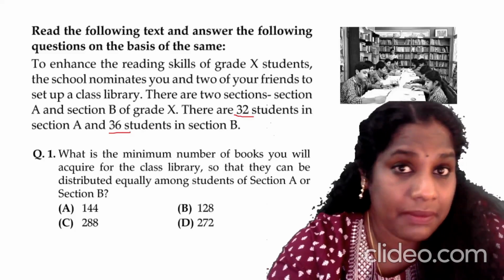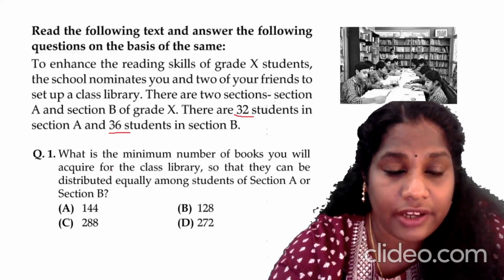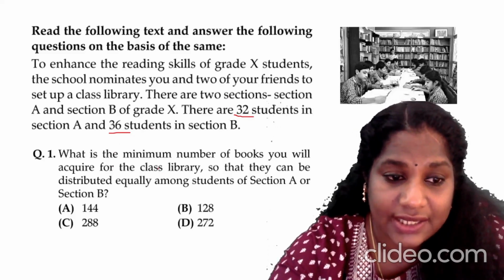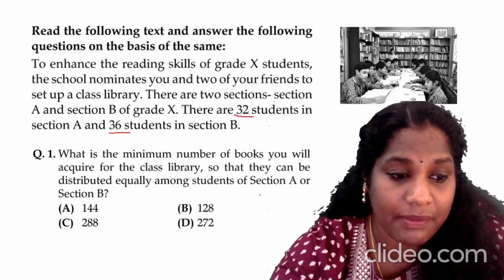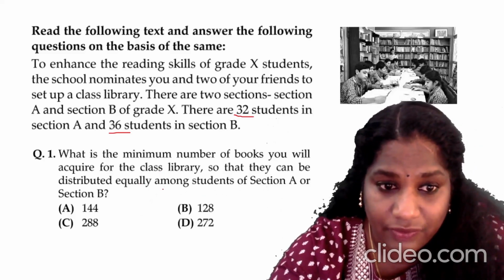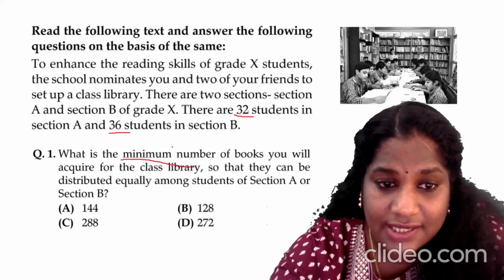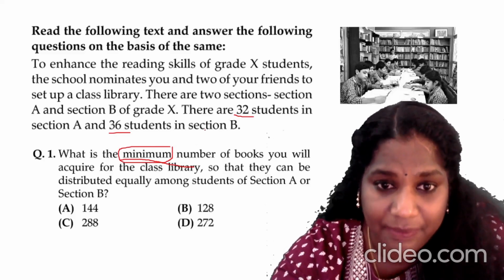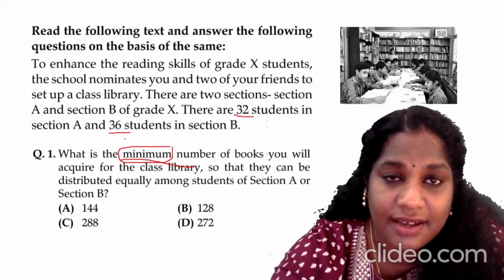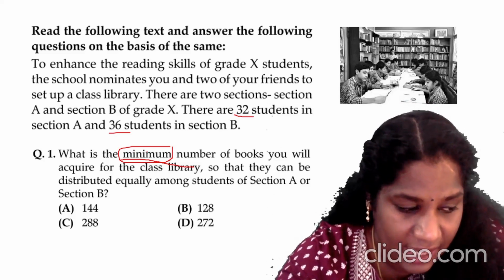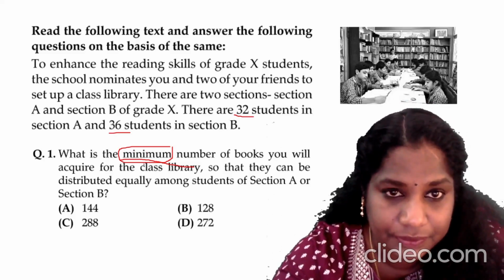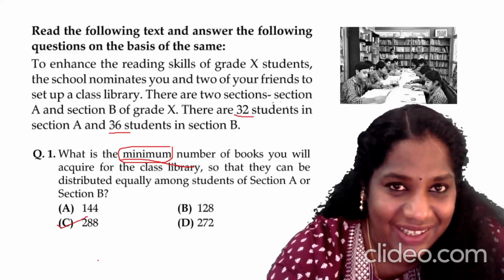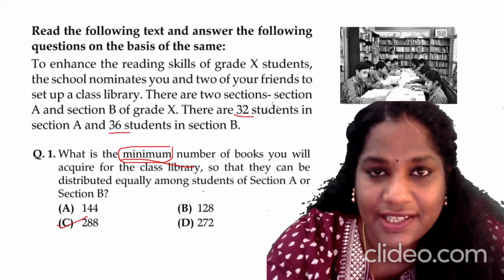What is the minimum number of books you will acquire for the class library, so that they can be distributed equally among the students? So what will you do when they ask such a question? This is a keyword, minimum number. You will go for LCM, LCM of 32 and 36. What will be that? You do it on paper, okay? 288. You should do it on paper and check if your answer is correct or not.